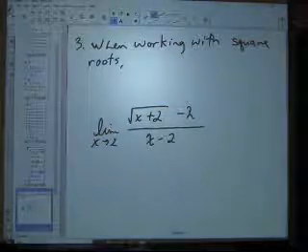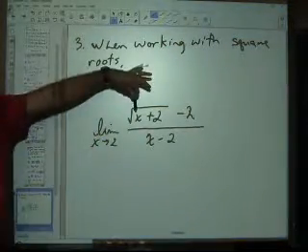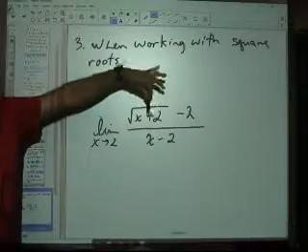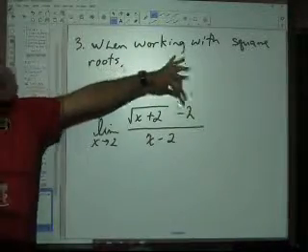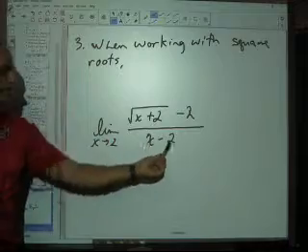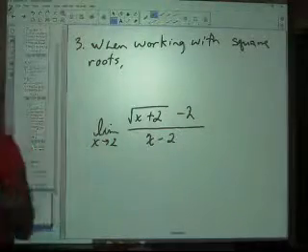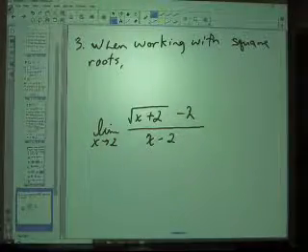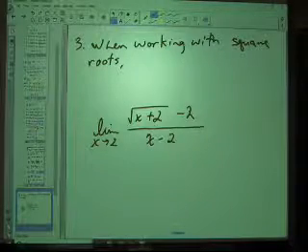So I put 2 in here. 2 plus 2 is? 4. Square root of 4 is? 2. Minus 2 is? 2 minus 2 is? I get a 0 over 0. We call that an indeterminate form, by the way. In a couple of days we'll talk about that lesson in a little more detail. It's known as an indeterminate form.